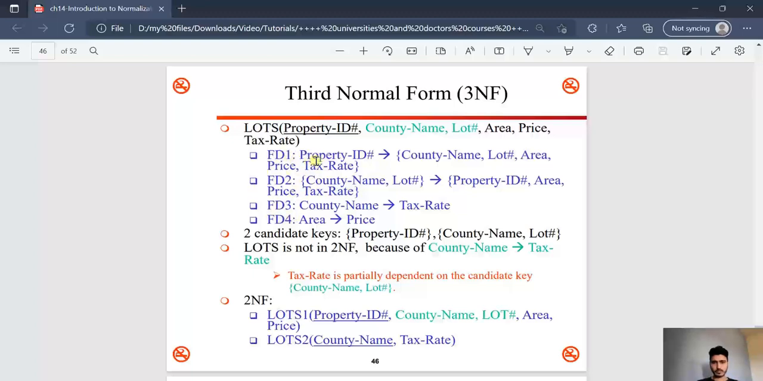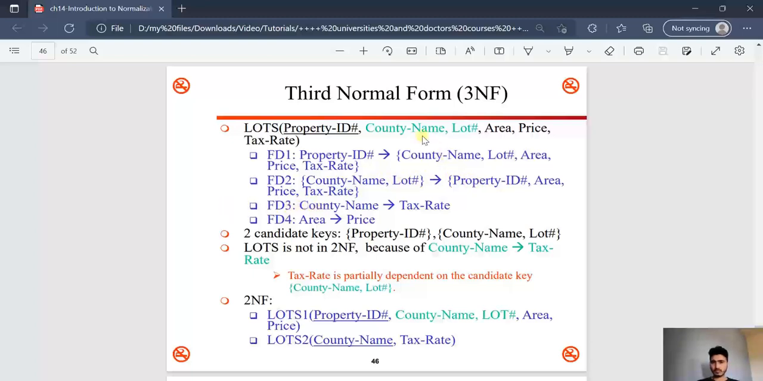The first FD tells us that the property ID determines the county name, the lot number, area, price, and tax rate. Because the property ID is the primary key, then it determines every other attribute in this relation. The second functional dependency is the county name and lot number determines the property ID and the area, price, and tax rate. Because this is a candidate key, a candidate key or a primary key determines all other attributes in the relation.